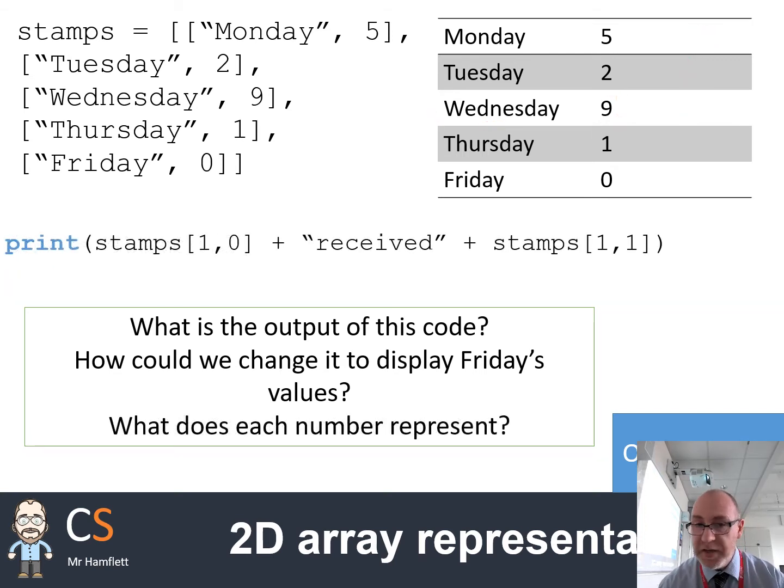To combine those together, I can simply state which row and which column I'm interested in. So stamps 1, 0 is going to give me the row at index 1, which is Tuesday, and the first column, which is Tuesday. Then stamps 1, 1 is going to give me the same row, second column, which is the value of 2. So this will print out Tuesday received 2.